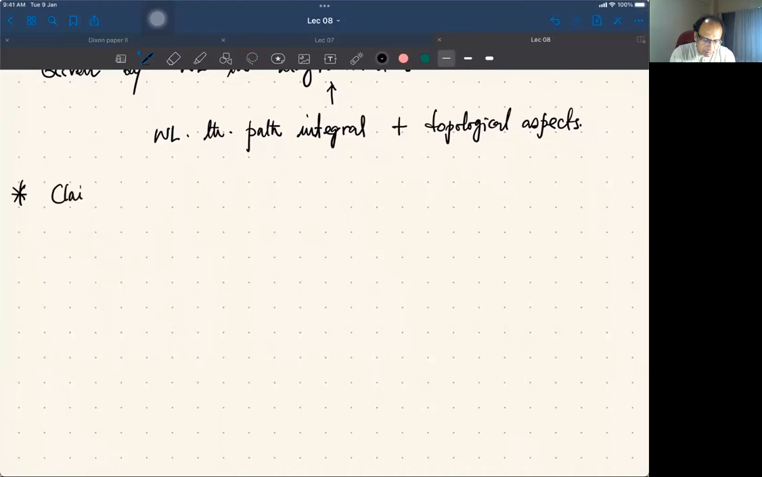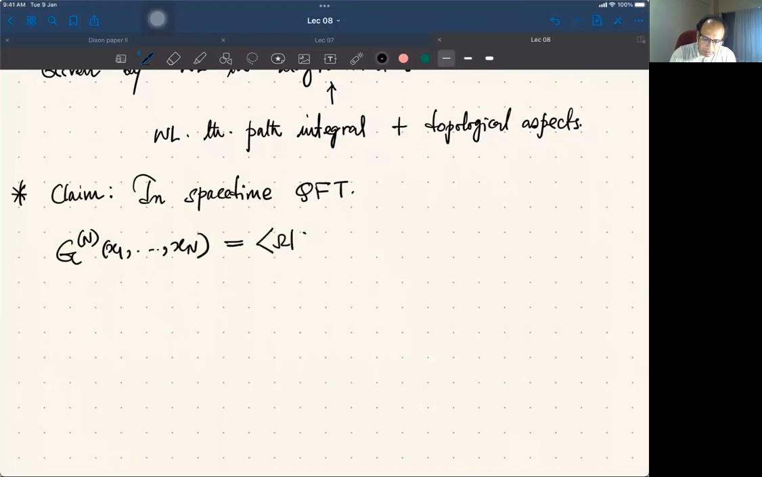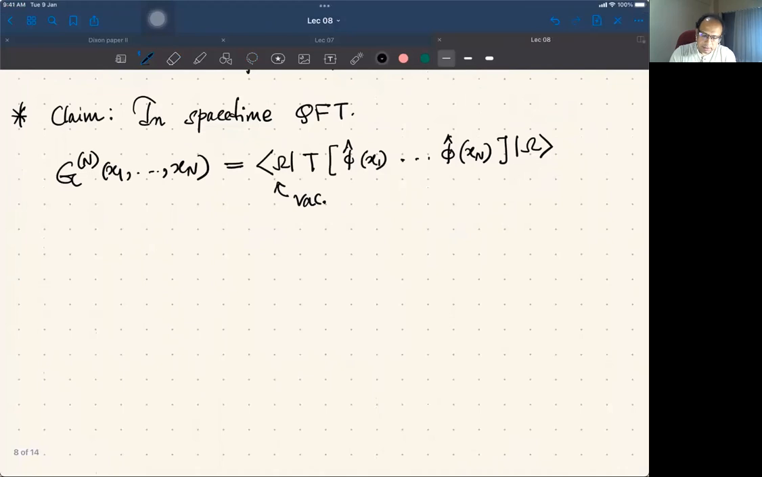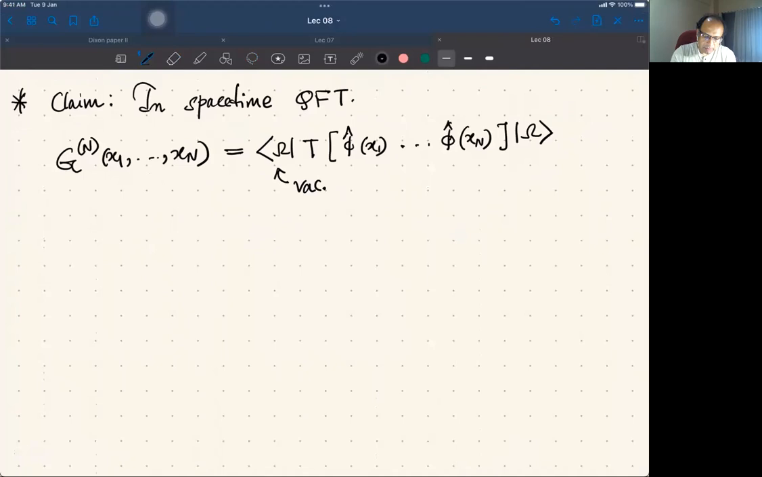What we are doing now is considering a claim that in space-time QFT, the same Green's function is given by the vacuum expectation value of the time ordered product of the n factors of this scalar field. And this is the interacting theory vacuum, and this has a path integral expression, which is a generalization of what we have proved in non-relativistic quantum mechanics.